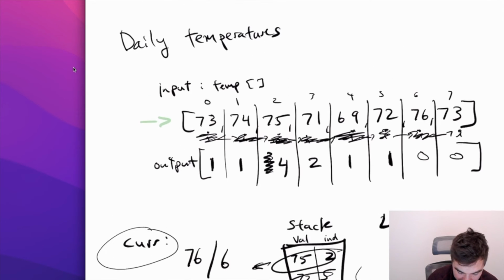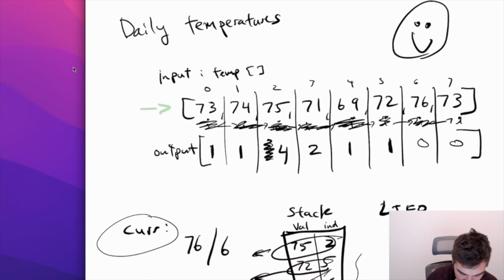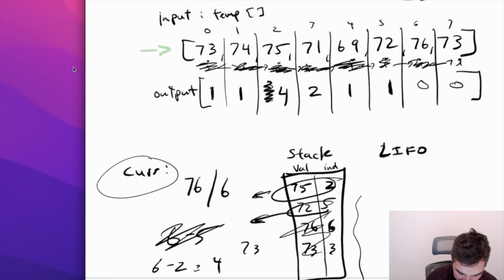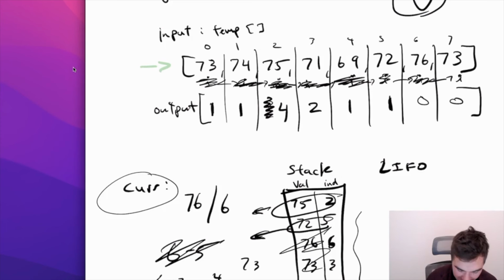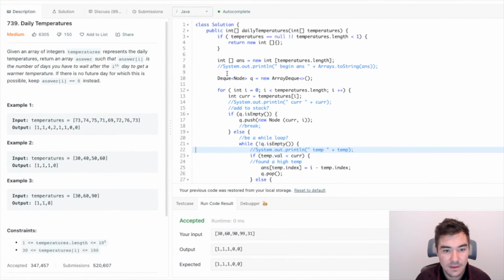Okay, so hopefully that made sense. Give a little smiley face to give you encouragement to keep going. But yeah, that is the iPad part right there, so hopefully that makes sense. So let me jump over to the code. All right, so this is now everything I talked about, but in Java implementation.